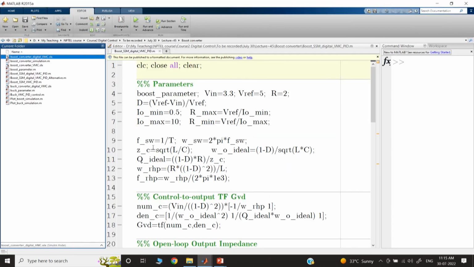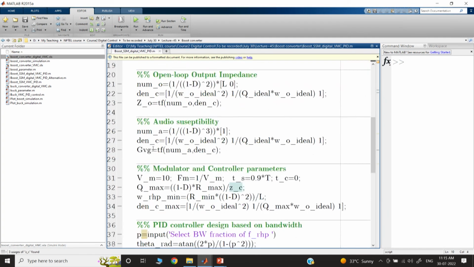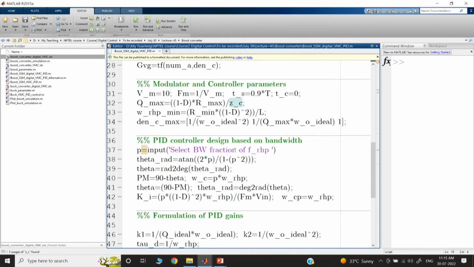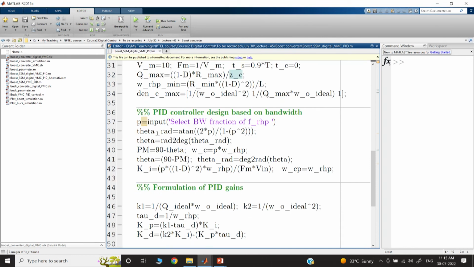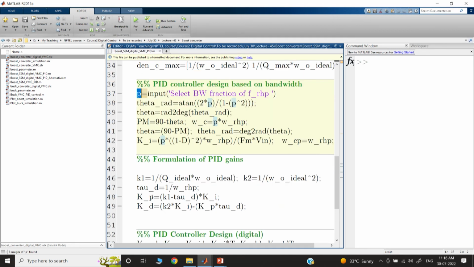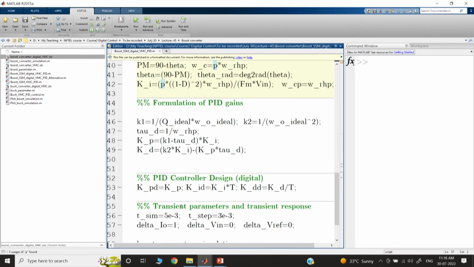Here we want to design the boost converter by means of stable pole-zero cancellation. So, that is why we design based on the bandwidth, and we know that we can also design based on the phase margin. So, we will select P, which means the fraction of the RHP zero at which we want to create the bandwidth. Accordingly it will create the phase margin, then you will get K1, K2, all these values, and finally it will show the digital PID controller values that we have discussed.